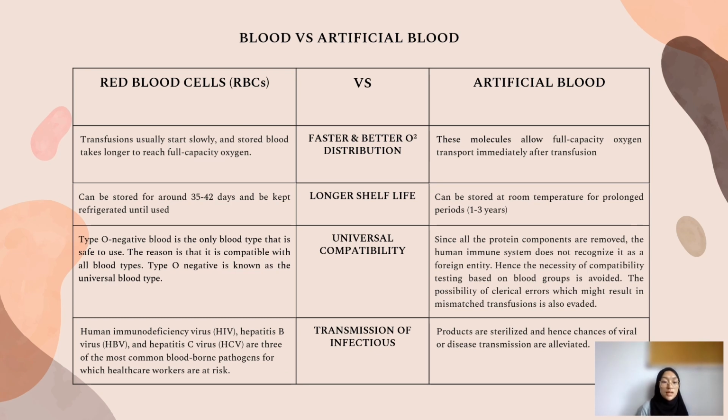For RBCs, type O negative blood is the only blood type that is safe to use. The reason is that it is compatible with all blood types. Type O negative is known as the universal blood type. Okay, the last one is transmission of infections. For artificial blood, products are sterilized and hence chances of viral or disease transmission are reduced. For RBCs, HIV, hepatitis B, and hepatitis C are three of the most common bloodborne pathogens.